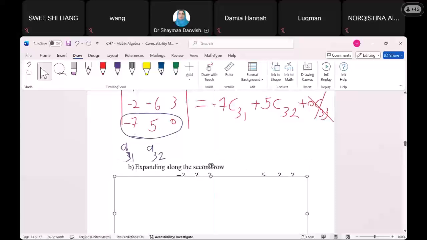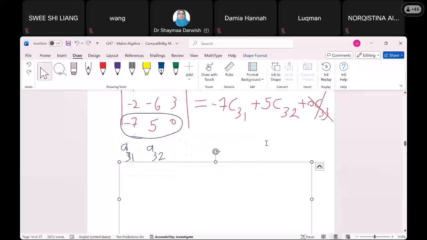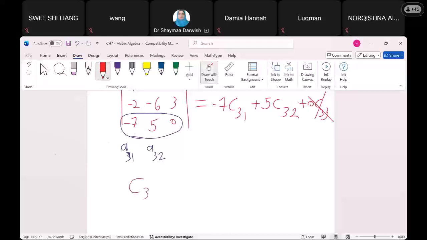Okay. The cofactor 3,1 is equal to minus 1 to the power 3 plus 1, the minor 3,1. Minus 1 to the power 4 is 1, so it is equal to 1 multiplied by the minor.